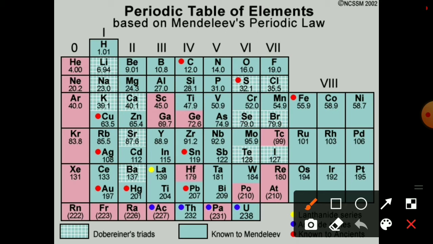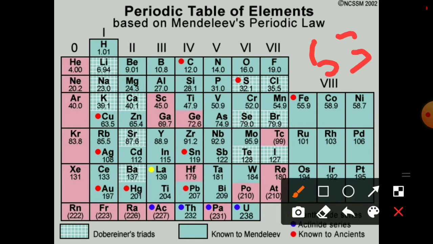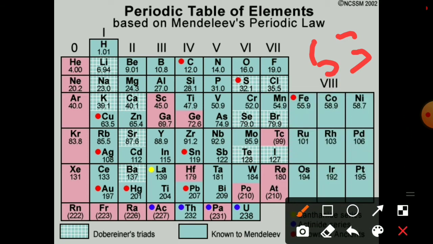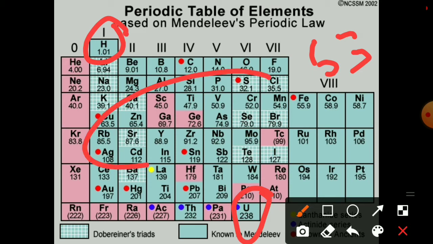How many elements were there? Up to then, 63 elements were there. He kept these 63 elements between hydrogen and uranium. The first element is hydrogen, the last element is uranium. In between, the remaining 61 elements are there. This is the classification of Mendeleev's periodic table.